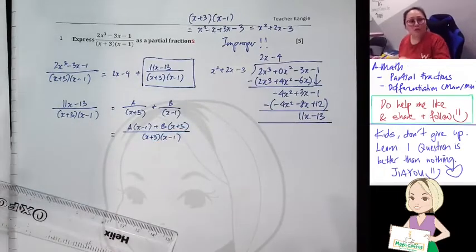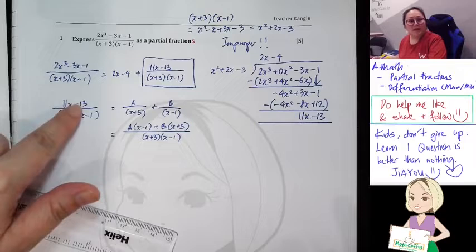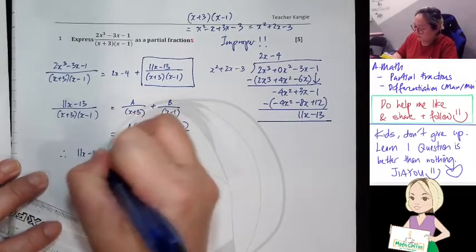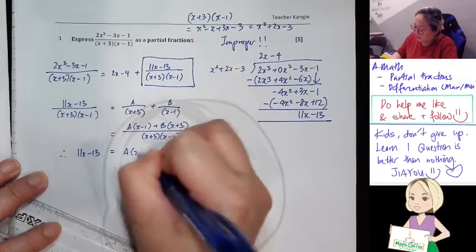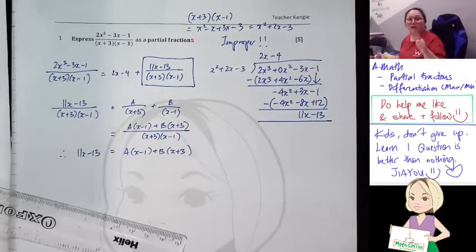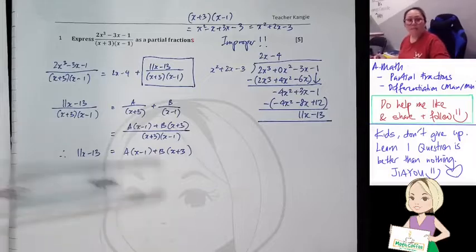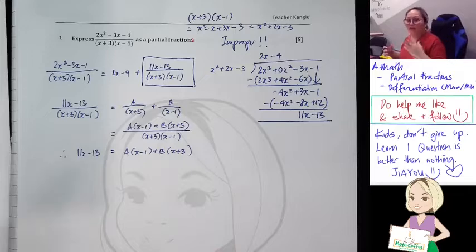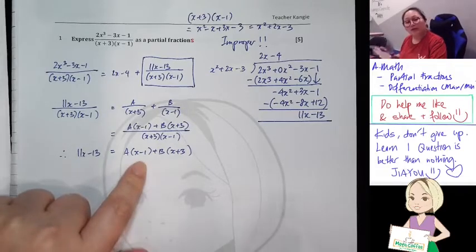So now what you need to do is compare the 11x minus 13 with the numerator. So you know, therefore, 11x minus 13 is equals to A(x minus 1) plus B(x plus 3). So your task is to solve A and B, okay? So this is suitable to, you can of course expand and compare coefficients. You can also use substitutable values, which I personally would like to use. So let's analyze. Substitutable values means what?